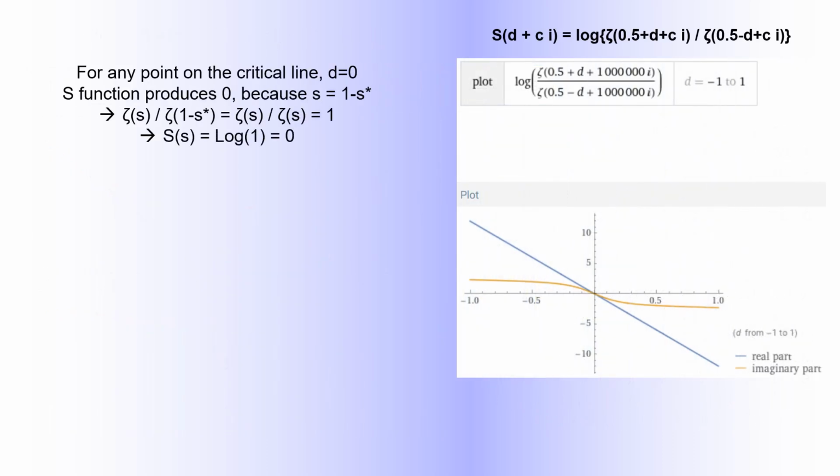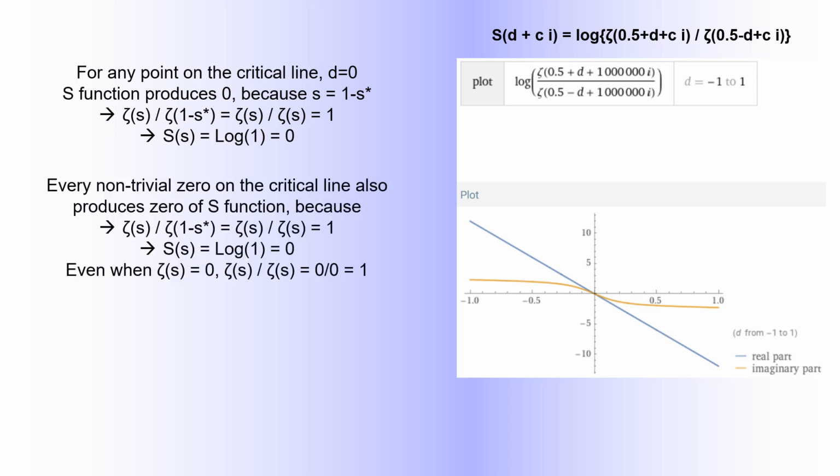For any point on the critical line, d equals 0. S function produces 0, because s equals 1 minus s conjugate. Every non-trivial zero on the critical line also produces 0 of s function, even when zeta of s equals 0.